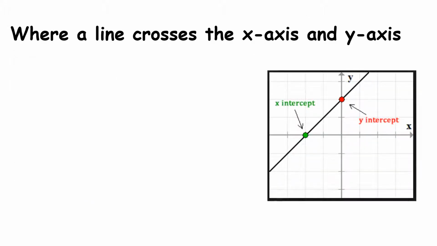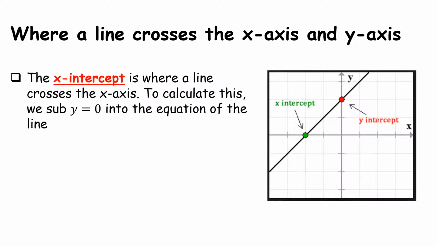So now let's talk about where a line crosses the x-axis and the y-axis. The x-intercept is where the line crosses the x-axis, and to calculate this, we sub y equals 0 into the equation of the line. Sometimes students find this a bit counterintuitive. We're working with the x-intercept, we're working with the x-axis. Why are we letting y equal 0?